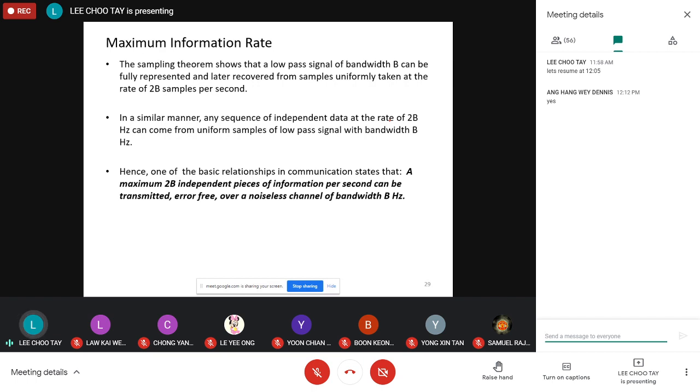To relate bit rate to bandwidth, we need to understand a bit about the sampling theorem. From the sampling theorem, we learned that if we have a signal of bandwidth B, we have to sample the signal at 2B samples per second. Similarly, if you have data coming at a rate of 2B samples per second, that tells you the original signal bandwidth is only B. That leads us to one basic relationship in communication: a maximum of 2B independent pieces of information per second can be transmitted error-free over a noiseless channel of bandwidth B hertz.